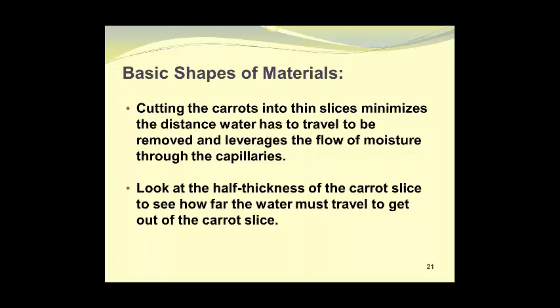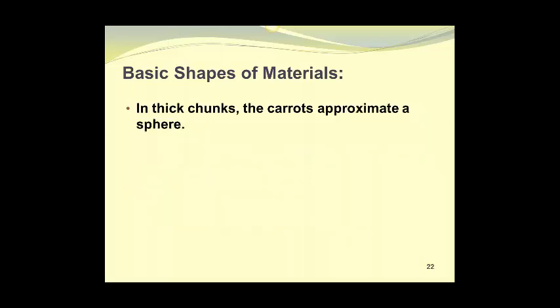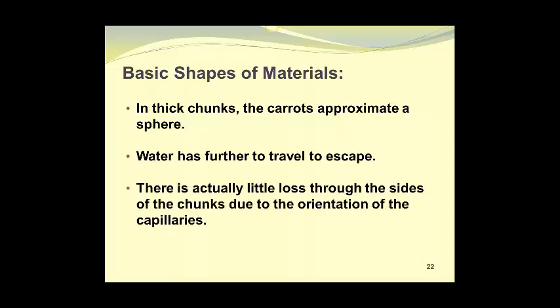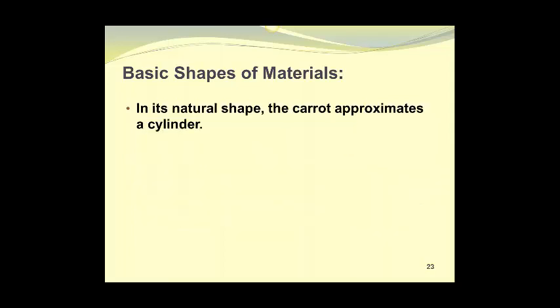This is because from the center of the slice, water can either travel to the top surface or the bottom surface, so we tend to look at the half thickness as being the characteristic dimension in this case. In thick chunks, the carrots approximate a sphere. Water has to travel further to escape. There is actually little loss through the sides of the chunks due to the orientation of the capillaries.